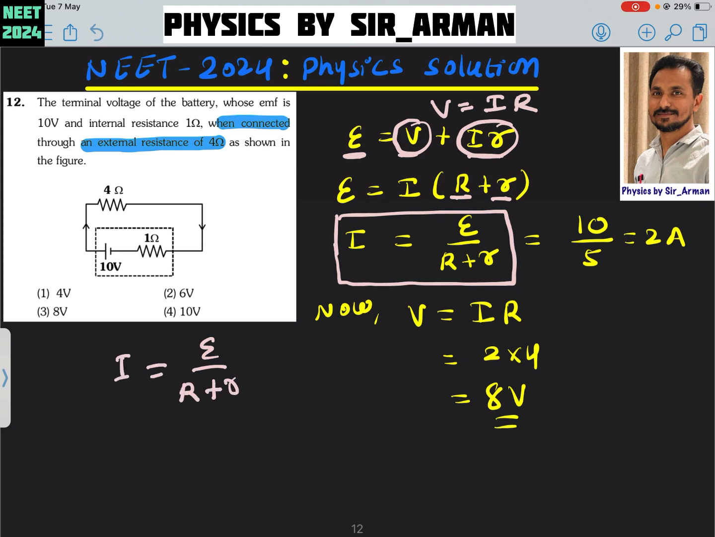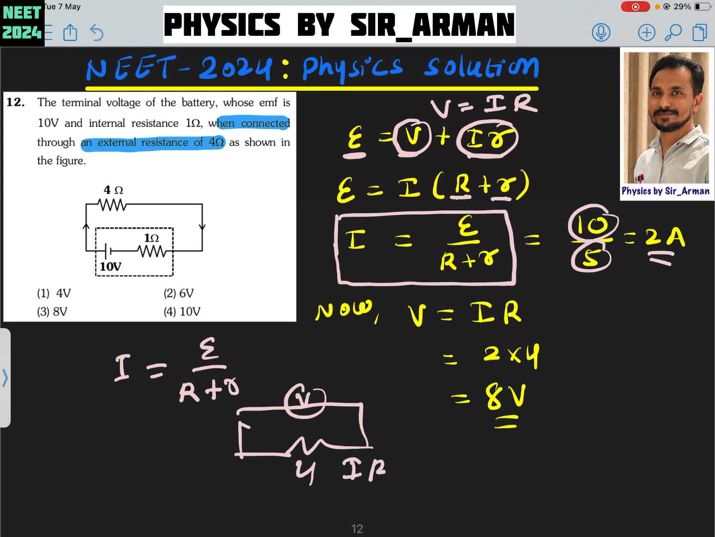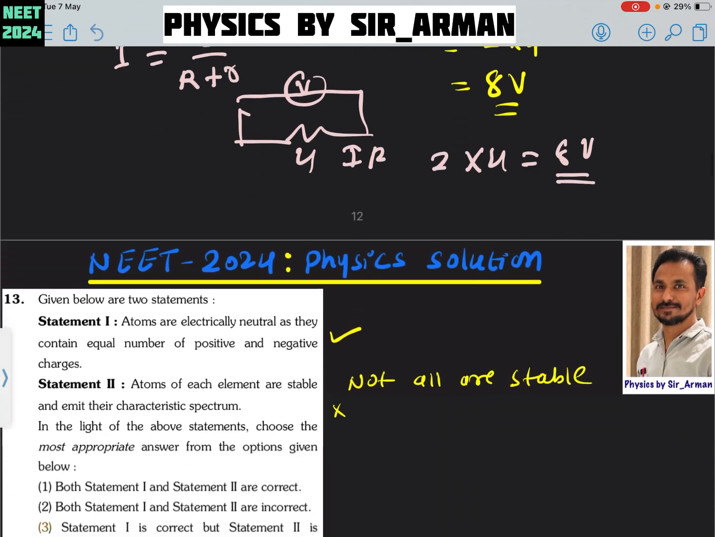The total EMF is 10 volt and the total resistance is 4 plus 1, which is 5 ohm. So the total current drawn from the battery will be 2 ampere. Then how much voltage will drop across this 4 ohm resistance? The voltage drop will be I into R. The current passing through the resistor is 2 ampere and its resistance is 4 ohm, so 2 into 4 is 8 volt. So the terminal potential will be 8 volt.